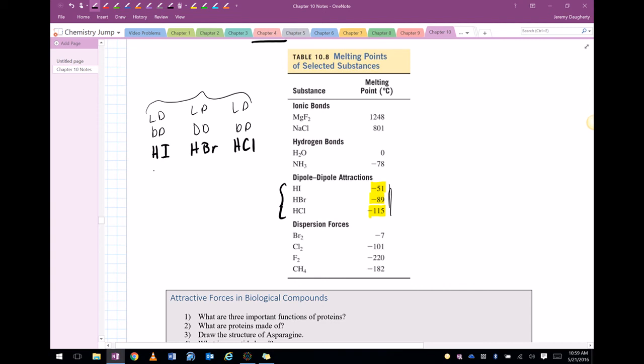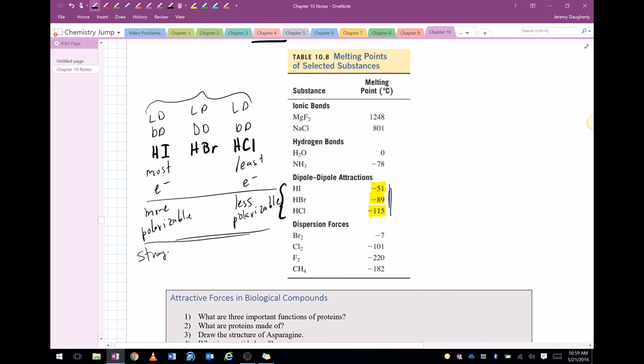Hydrogen iodide has the most electrons. Hydrogen chloride has the least electrons. So more electrons means more polarizable. More polarizable means stronger London dispersion forces.